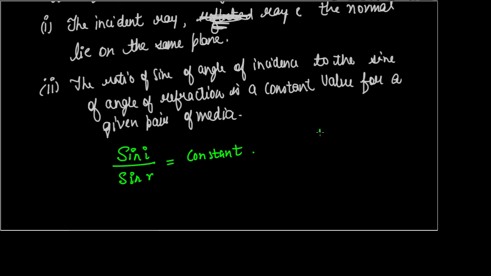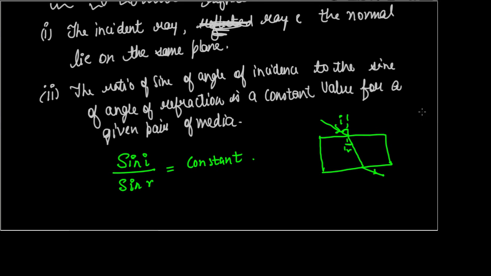So what does this basically mean? If we have a rectangular glass slab and light is entering, again it is going to move towards the normal and then move again. This is going to be the path. This is angle i, this is angle r. So sine i by sine r is a constant value, and this is the second law of refraction. Clear? These are the two laws of refraction. Very, very important. Please remember their statements. They are extremely important.